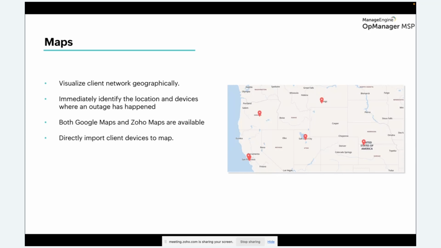We have two types of maps available. The first one is Google Maps. In case you have an API key purchased from Google, you can make use of this. If not, we also have a map developed by Zoho for you called Zoho Maps. You can directly import client devices to map.